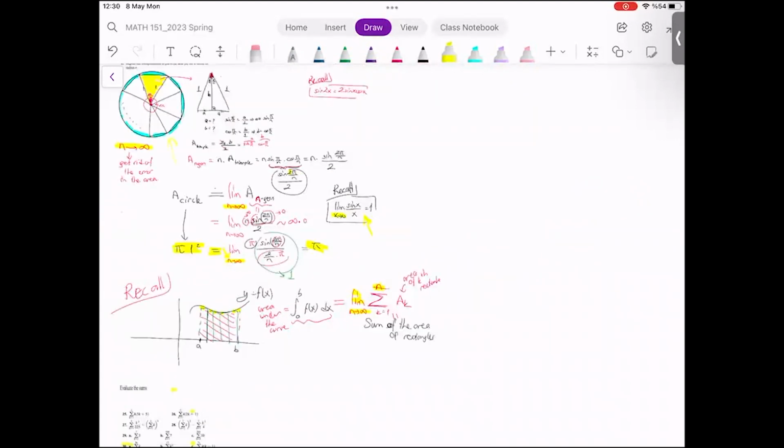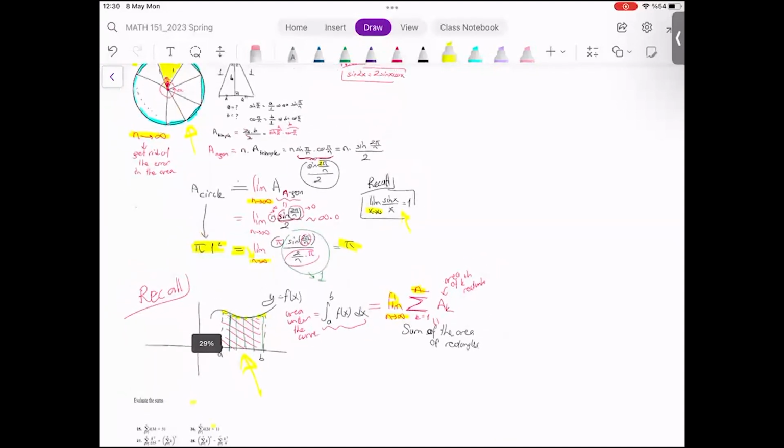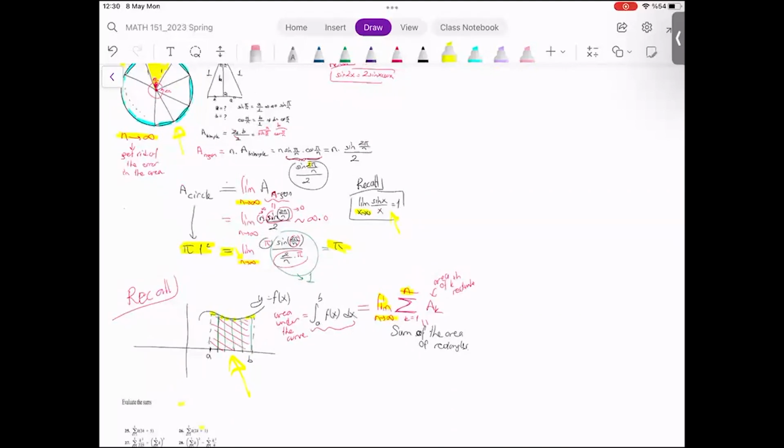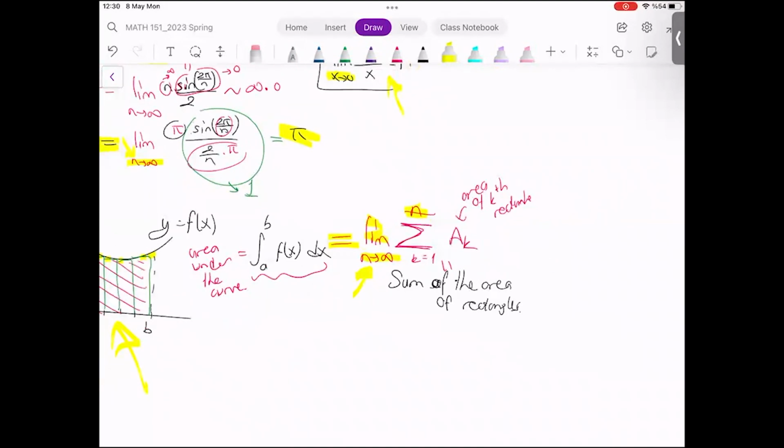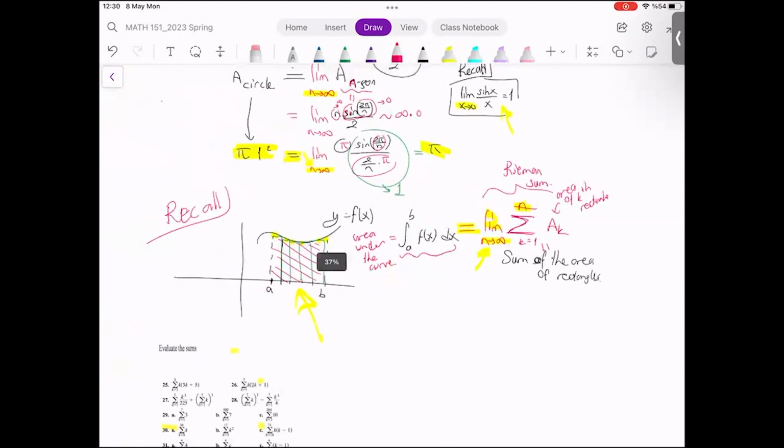Here we were trying to approximate the area of the circles by using infinitely many triangles. Here, and as usual throughout this chapter, we will be using rectangles to approximate the areas under the curves. The more rectangles you have, the less error you obtain, which means if you have infinitely many rectangles, you will find the exact area under the curve. That's the idea. And the right-hand side that I put here is called the Riemann sum. Okay, so that's the similarity.